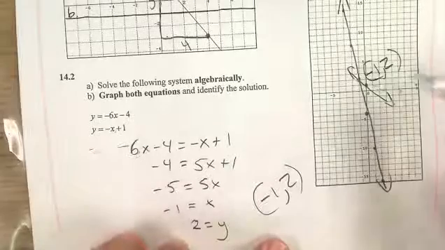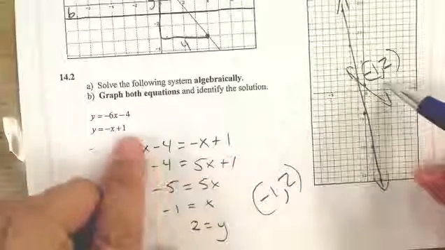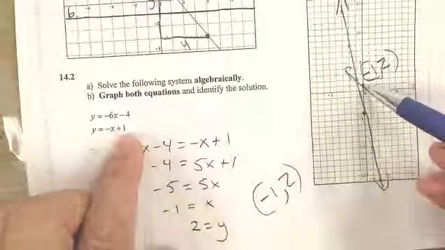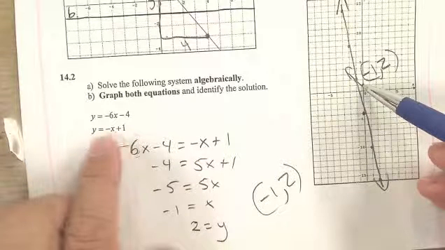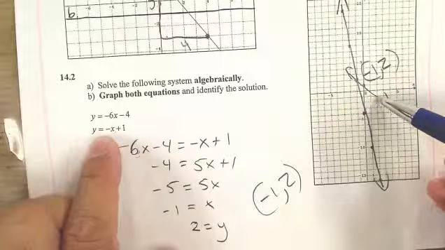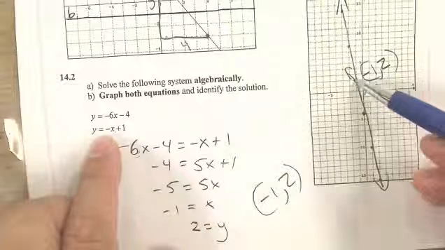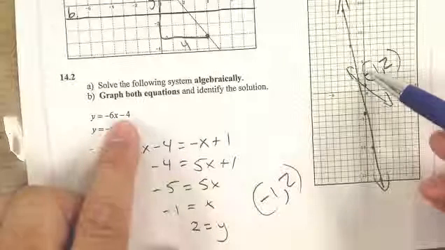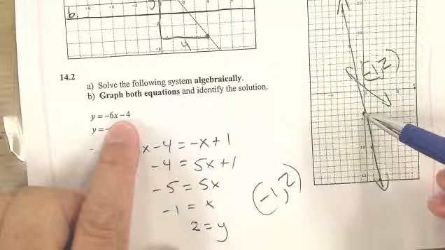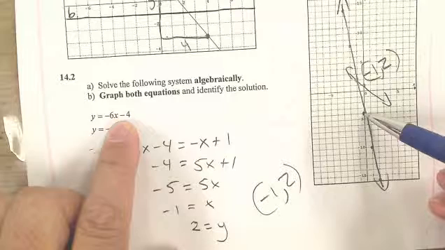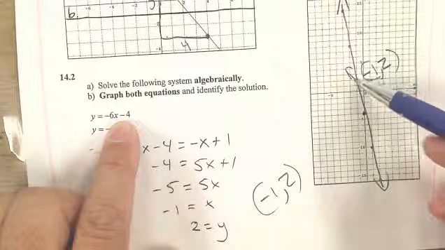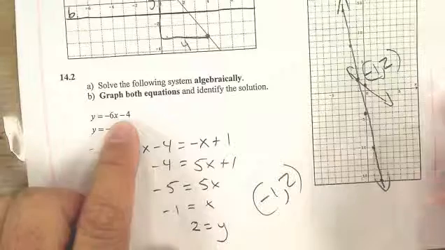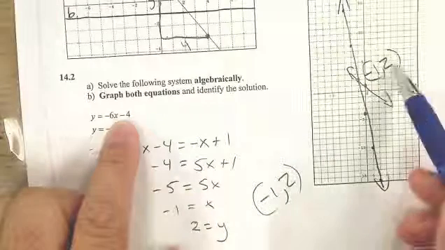So when I graph them using the slope and the y-intercept, your y-intercept's at (0, 1), and my slope is -1. Go down 1/1, or go up 1, back 1. Then (0, -4), and my slope is -6. Go down 6/1, or you can go up 6 and then -1. And they intersect at (-1, 2).